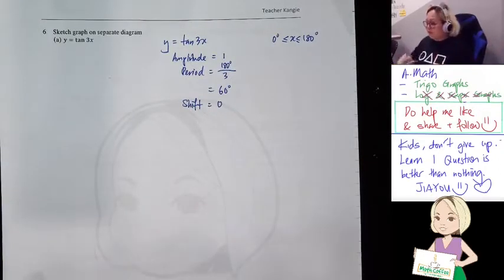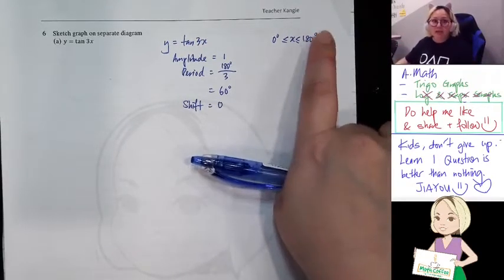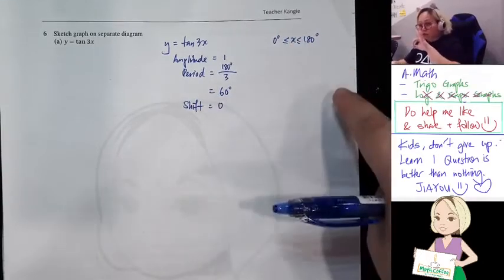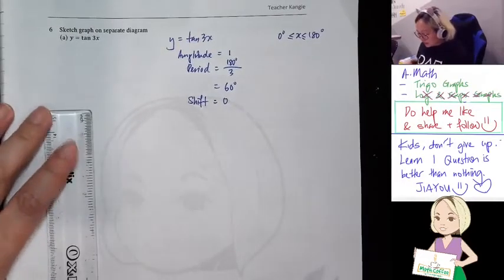Now I need to know how many cycles to draw. They ask me to draw from 0 to 180. That means 180 divided by 60, so I need to draw 3 cycles. I need to draw 3 cycles. So let's draw our axis first.